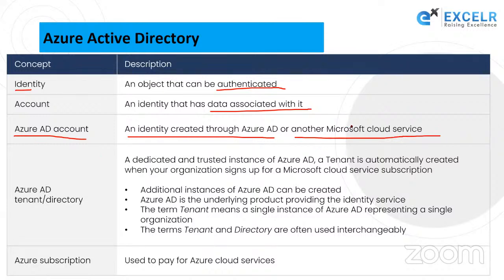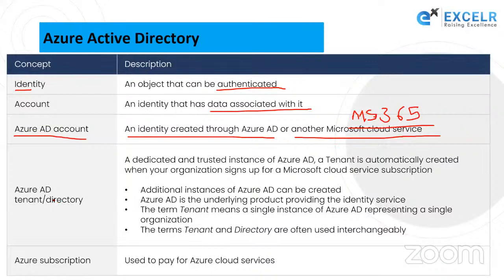Now, what is this other Microsoft? It is talking about MS 365. This is the SaaS offering from Microsoft, which will provide you access to Outlook, Word, Excel, PowerPoint, and so on.